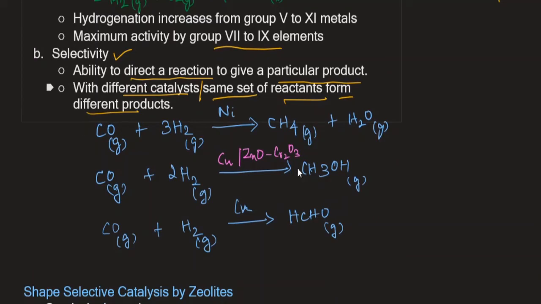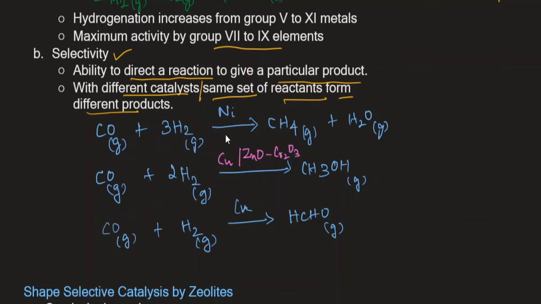Here we have carbon monoxide gas, and similarly hydrogen gas. So the reactants are the same, but they form different products because of the different catalysts. It means they are very selective. When we use very fine powder of nickel, hydrogenation happens with more molecules, so it forms methane.